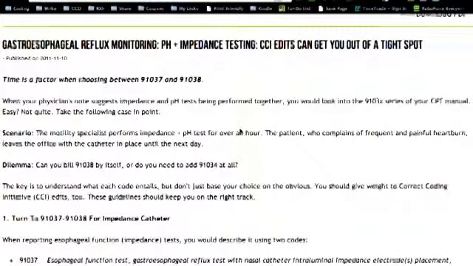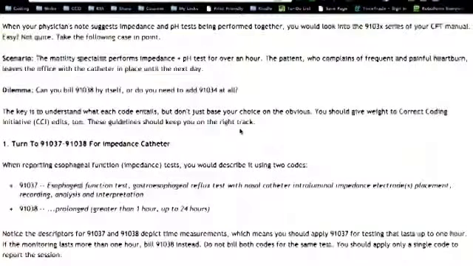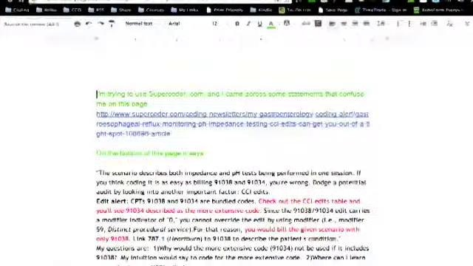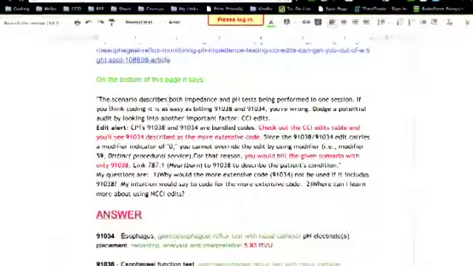So down on the bottom, it was talking about these 2 codes. And so this is what she's talking about, this statement here. So let me show you in the answer sheet how we work this out. On the bottom of the page, which I just showed you, the scenario describes both impedance and pH tests being performed in one session. If you think coding it is as easy as billing 91038 and 91034, you're wrong. So she's quoting the article. Dodge a potential audit by looking into another important factor, CCI Edits. So it goes on to talk about these 2 codes, and she was confused by the article.